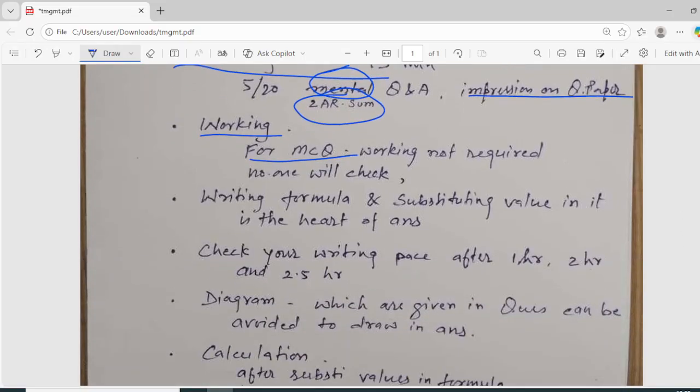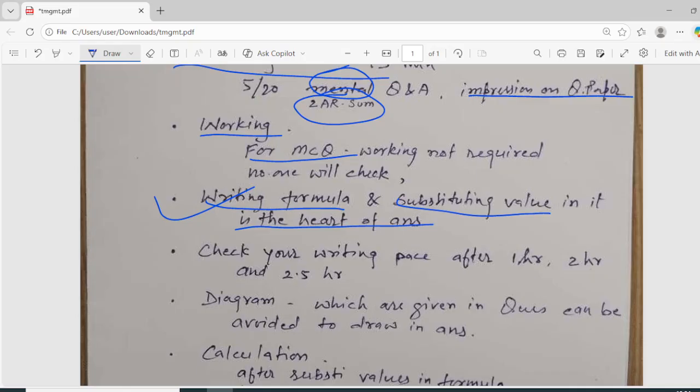Next, writing the formula and substituting values in it is the heart of any answer in maths. There are marks for this, and major marks are contributed by this part. Doing this much means you have the understanding of the question, and you can solve it. So whether the question is difficult or you are not getting it, you write the formula and substitute values in it.